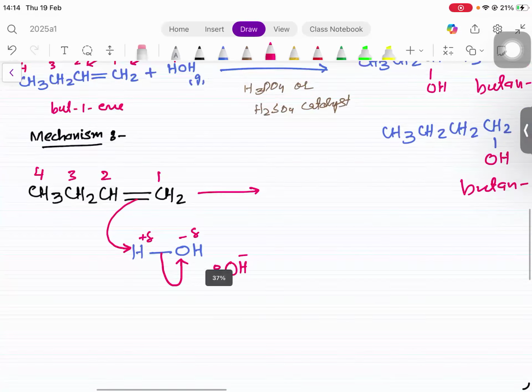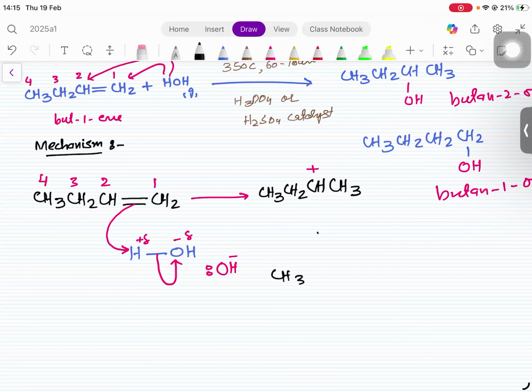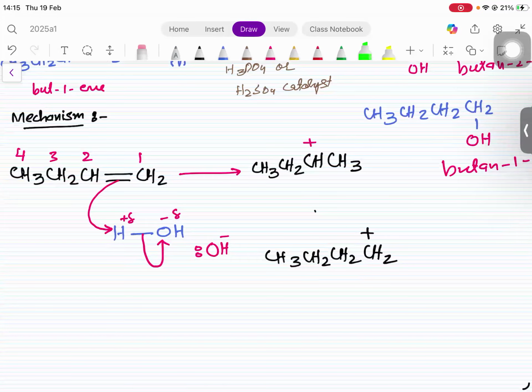In the first one, let's say the hydrogen electrophile goes to carbon number 1. If it goes to carbon number 1, then carbon number 2 will be positive, okay? And 1 will become CH3. The other possibility is that H goes to carbon number 2, then the other carbocation would be CH3, CH2, CH2, and in that case, the other CH2 would be positive, okay? So here are the two possible carbocations.